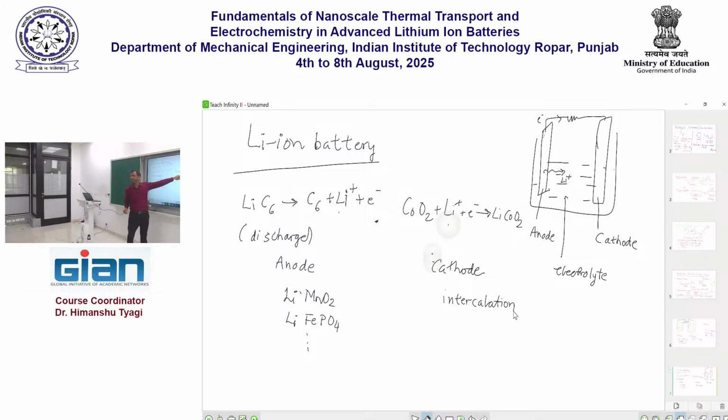Basically, the lithium combines with the electrons and produces the lithium salt, lithium cobalt oxide, which gets deposited on the cathode side. Remember that anode is where the oxidation happens. Oxidation is the loss of electrons, right? If you cannot remember it, OIL RIG. Oxidation is loss, reduction is gain of electrons. Okay, so I hope you will never forget it again. OIL RIG.